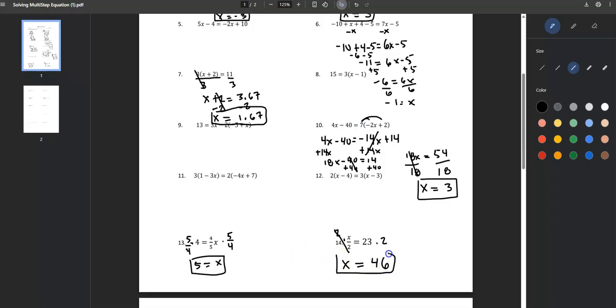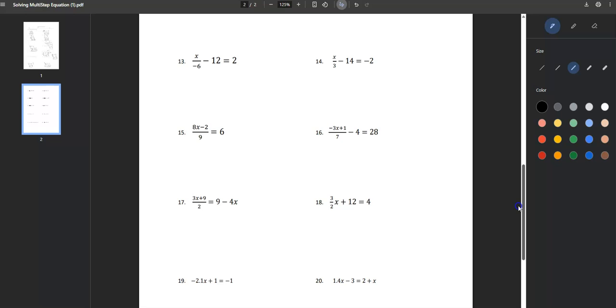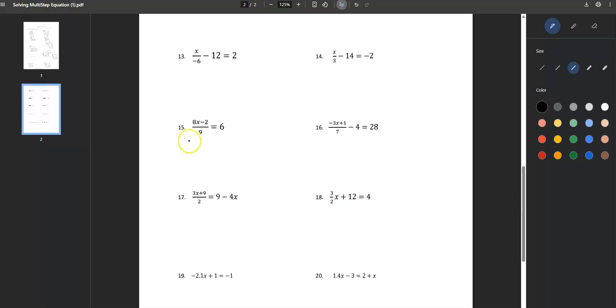Okay, let's look at this next page here. Look at a couple others that might be a little bit more complicated. So let's look at 14 and 15. On 14, the fraction is just on the x. On 15, the fraction is over both of them. So if you're looking at 14, I have to move this minus 14 first, whereas if I'm looking at 15, I have to move the 9 first.